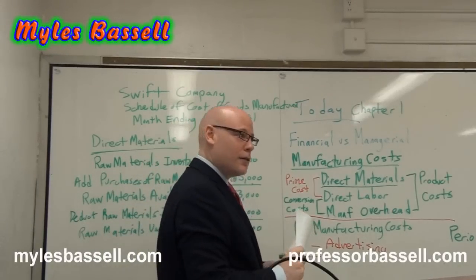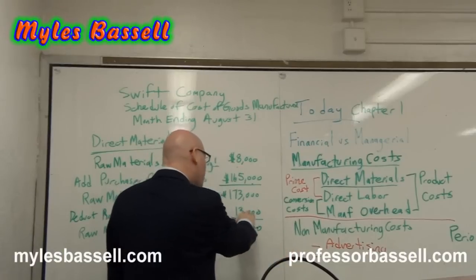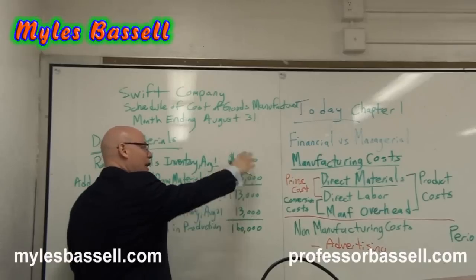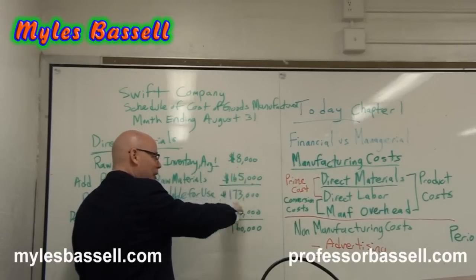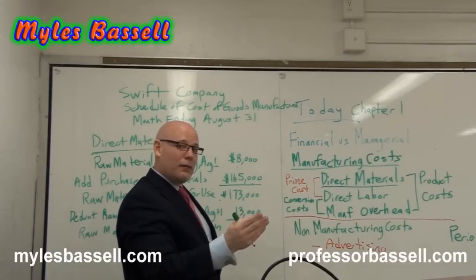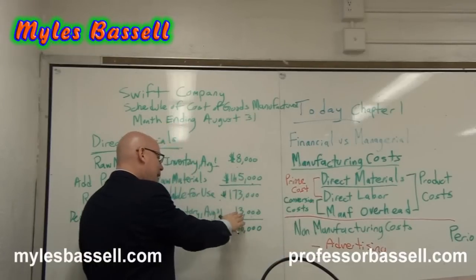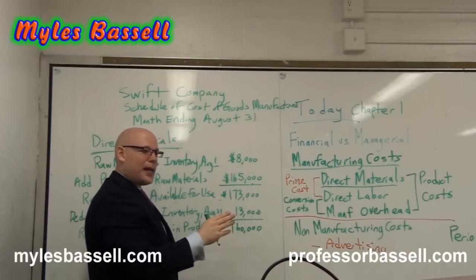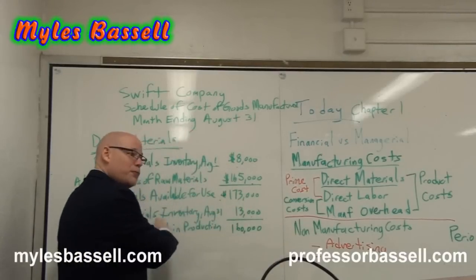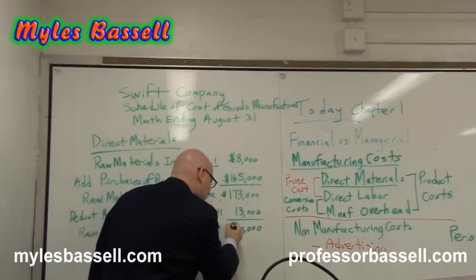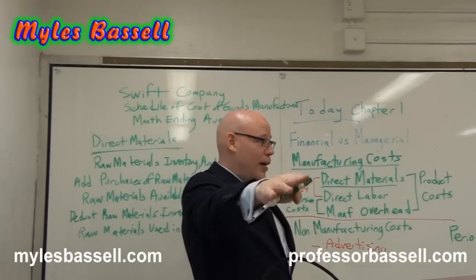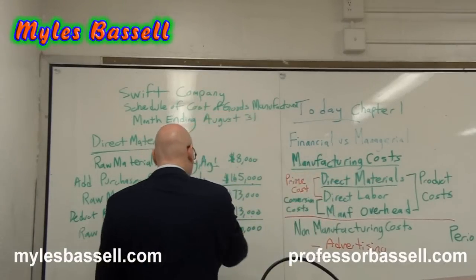Does it make sense? So at the end of the month, we only had $13,000 worth of plastic left. We started with $8,000. We bought $165,000. Then we ended up with $173,000. But then at the end of the month, even after we made that big purchase, we had only $13,000 worth of plastic. That means that the rest of the plastic is what we used in production. That's the $160,000. Melissa, right? Everybody got what Melissa said? That's the raw materials used in production.